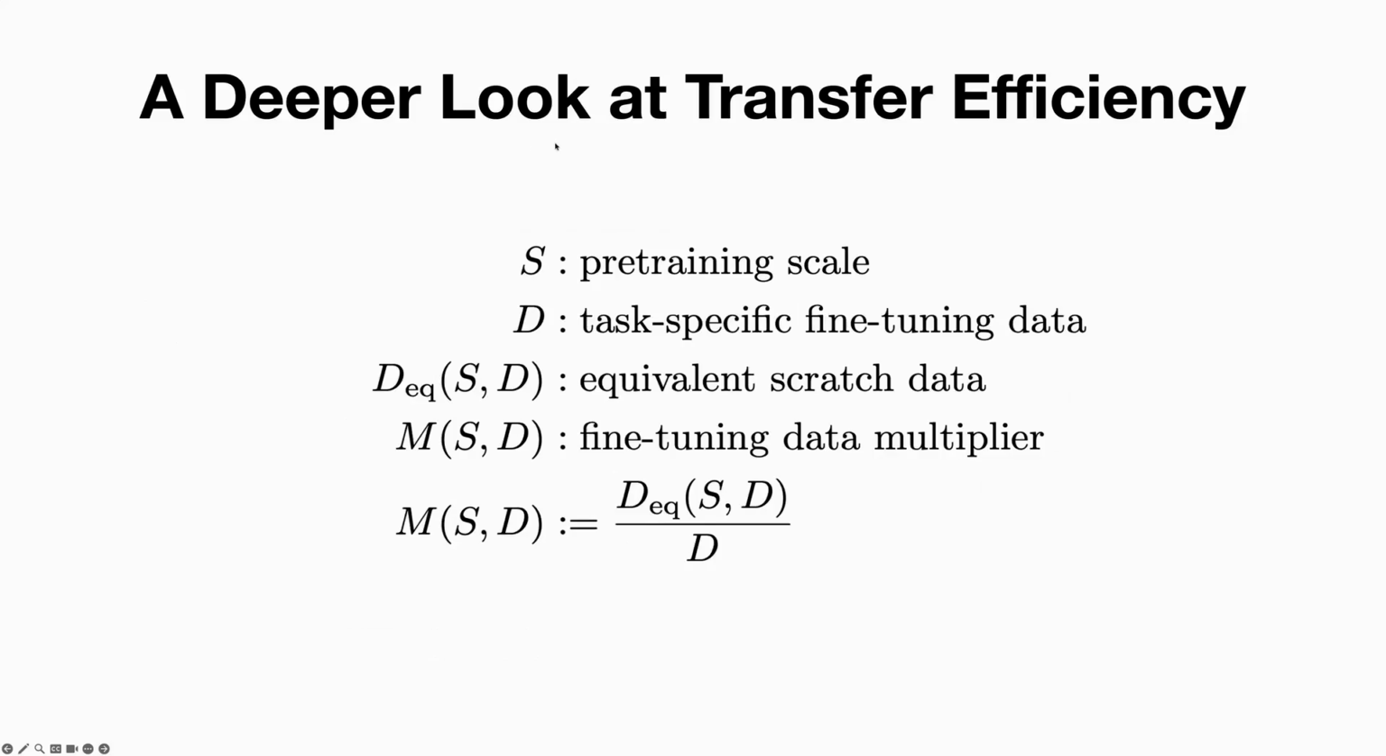Basically, there's the pre-training scale, denoted by S, and the task-specific fine-tuning data, denoted by D. After you run experiments, you can compute from the empirical observation what the equivalent from-scratch data would be to get the same performance. When you divide that by the actual data set used in the fine-tuning, you get a unitless metric that measures how efficiently it can be fine-tuned.